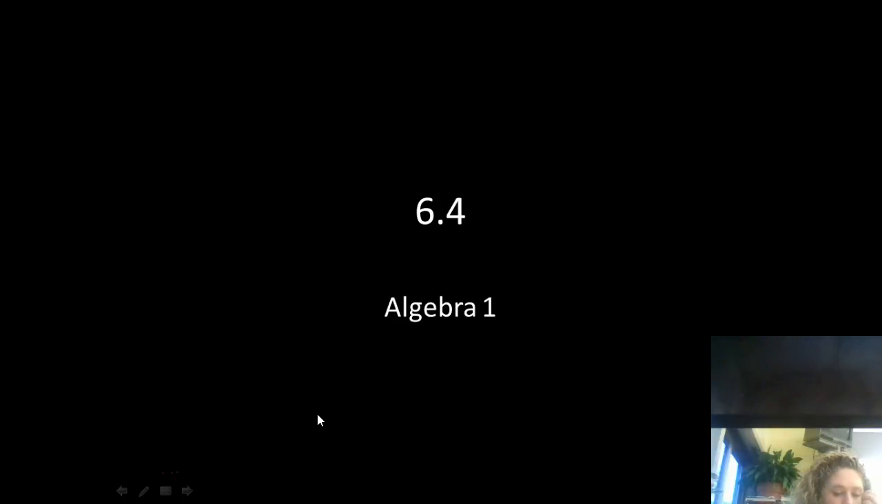Okay, today we are working on 6-4, which is writing linear equations in standard form. So you'll be able to graph equations using the x and y intercepts by the time today's done.